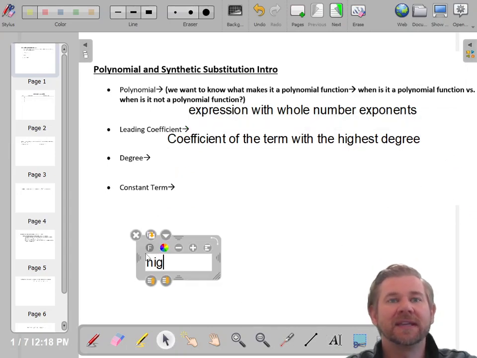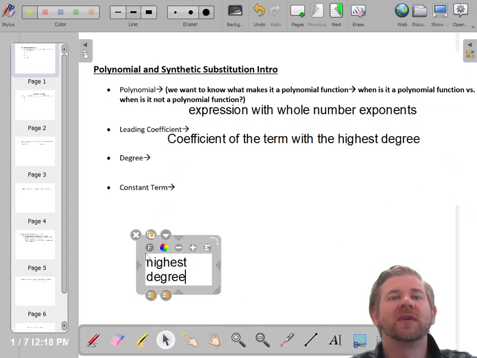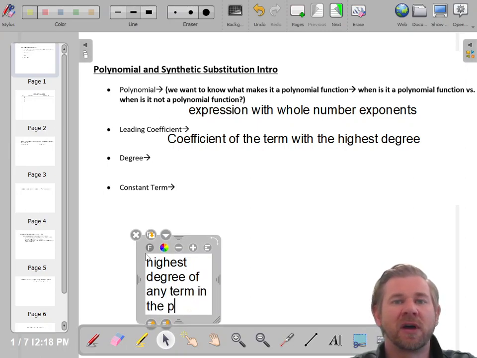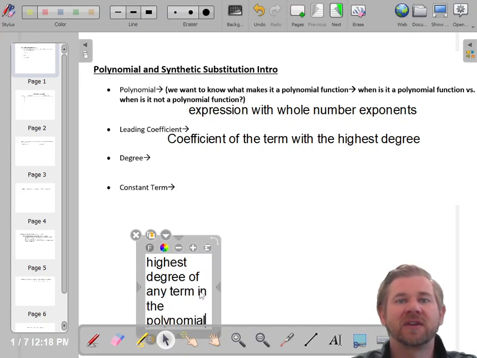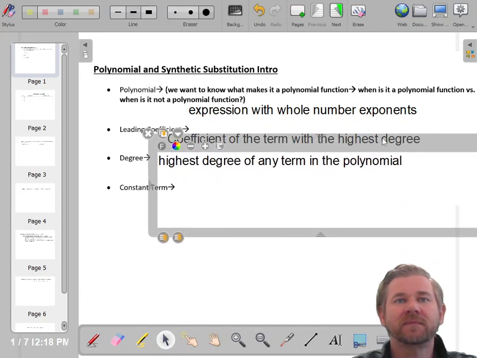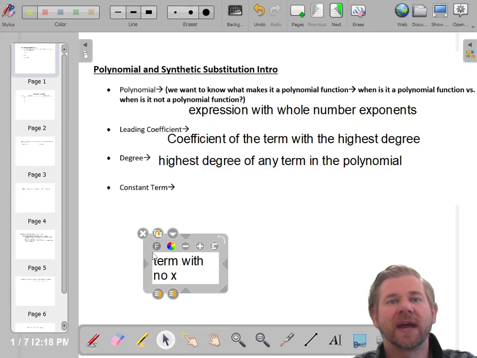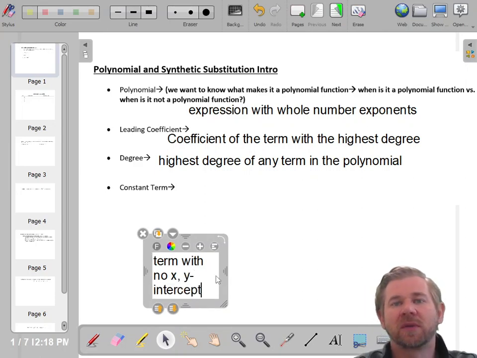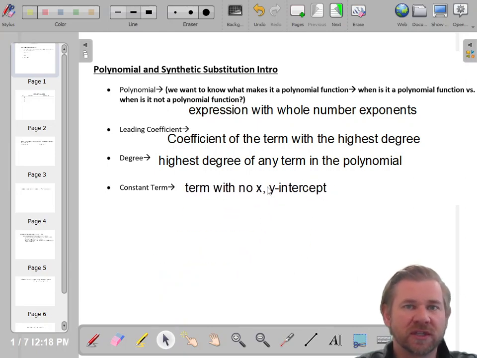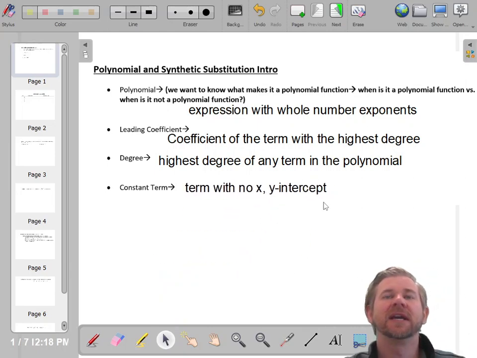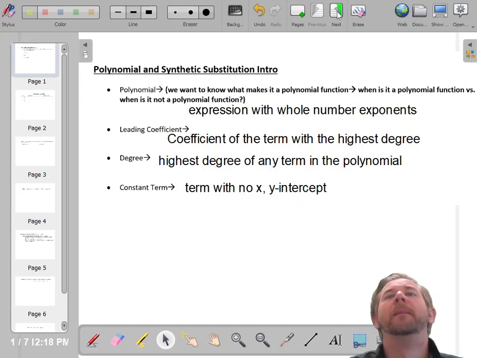The degree is the highest degree of any term in the polynomial, and we should put that in standard form in the beginning. And the constant term is the term with no x, and it is the y-intercept if you're in standard form. And we'll talk about all these things more. These are all words that you've heard, but we're going to put them all together and define polynomials.